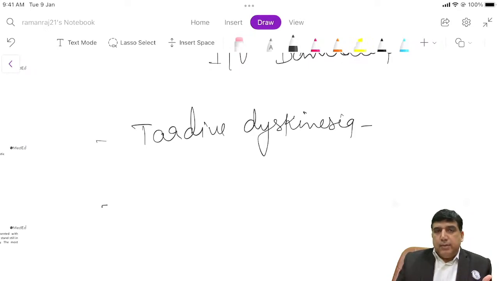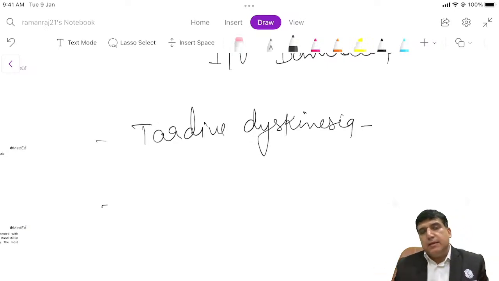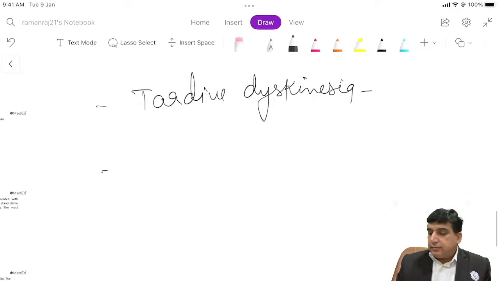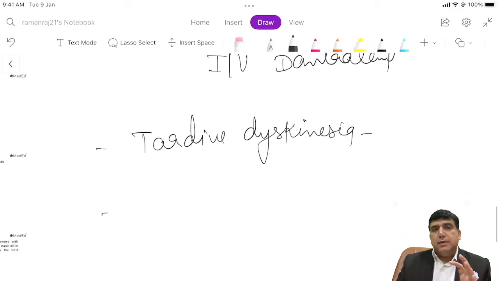Before, we had only one option: you decrease the dose of the antipsychotic, and if the patient is not improving, you convert the typical antipsychotic to an atypical antipsychotic. But currently we have FDA approved drugs for tardive dyskinesia, valbenazine and tetrabenazine. They can ask this MCQ. Okay. So these are the few important side effects.